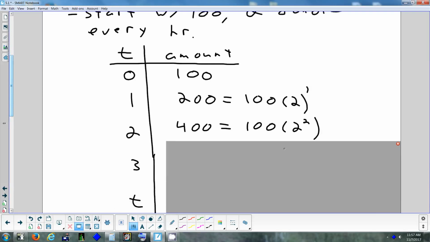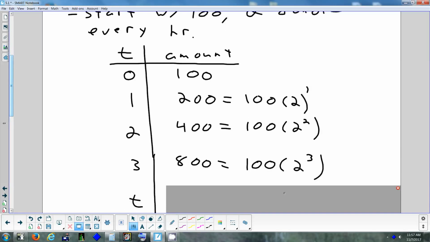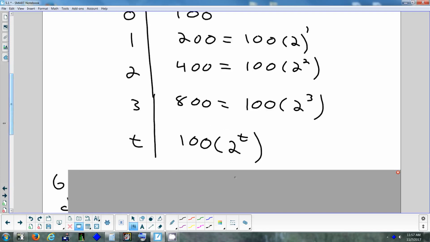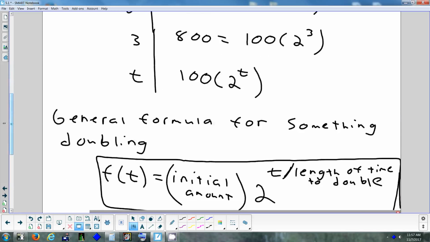Anyone think they could tell me how many I would have after 3 hours as the expression on the right? Like base amount. I mean, I know it's 800, but I'm looking for the other way because that's the pattern we want to see. 100 times 2 to the third. Right, 100 times 2 to the third. So after t hours, it's 100 times 2 to the t. So here's your pattern. This is exponential growth, specifically for the case where something is doubling. It just might not always be 100, whatever the initial amount is. The initial amount times 2 to the t divided by the length of time to double.